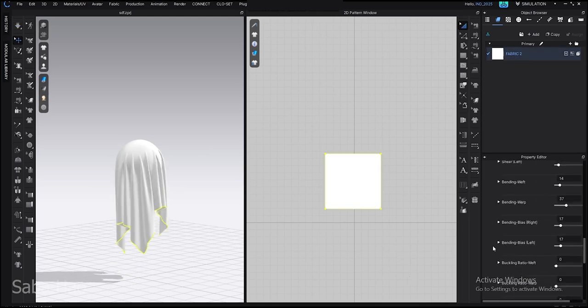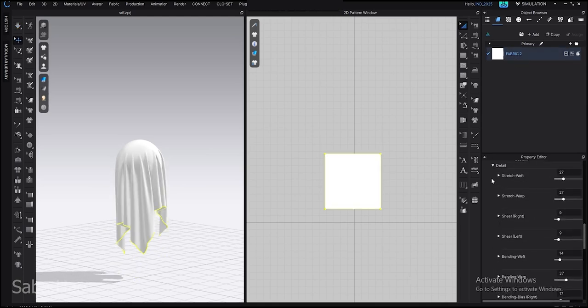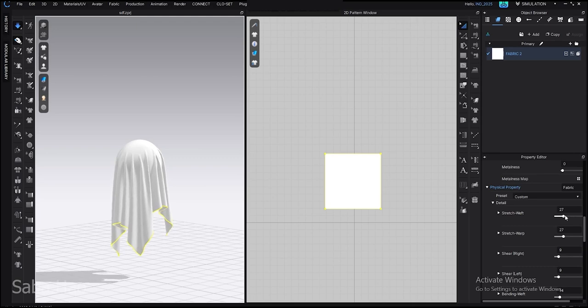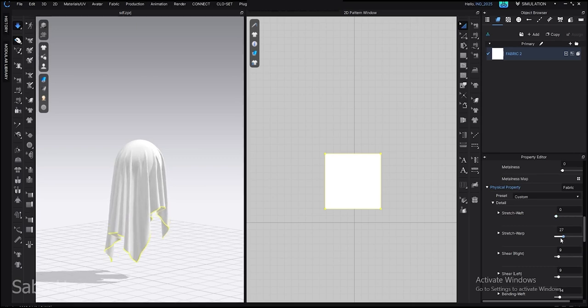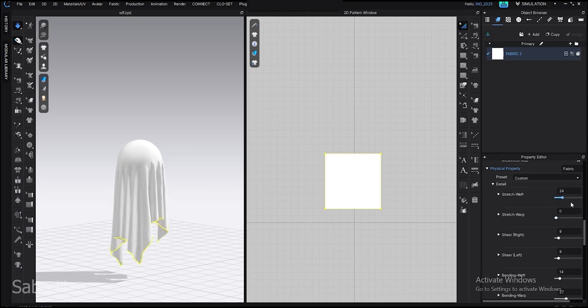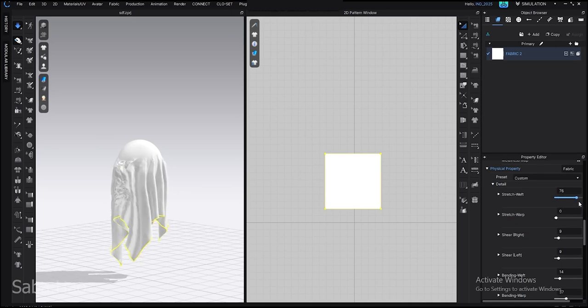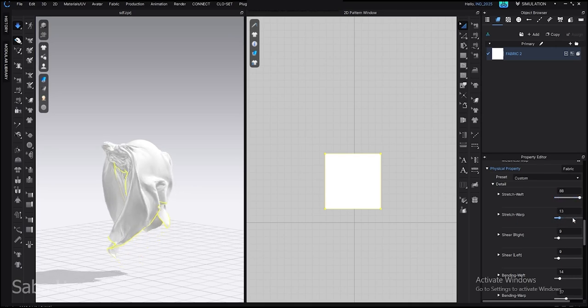Stretch controls how much the fabric resists deformation under force. Weft stretch represents the horizontal direction. Warp stretch represents the vertical direction of the fabric. If stretch values are too low, the garment becomes stiff and lifeless. If they are too high, the garment behaves like rubber.